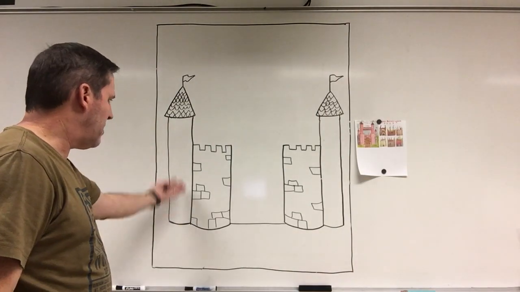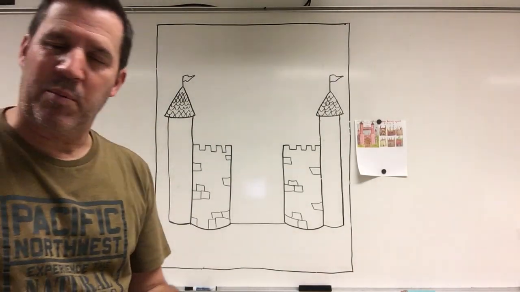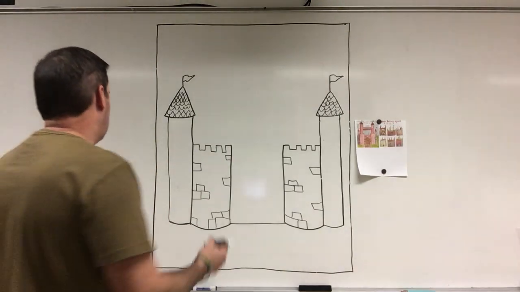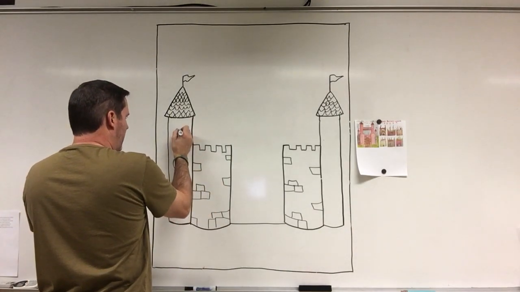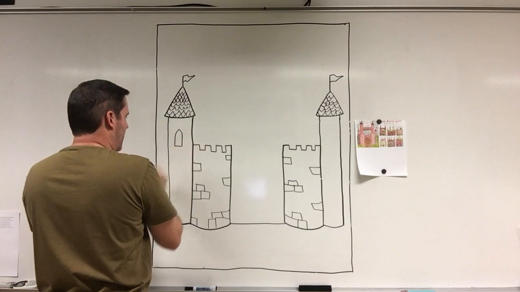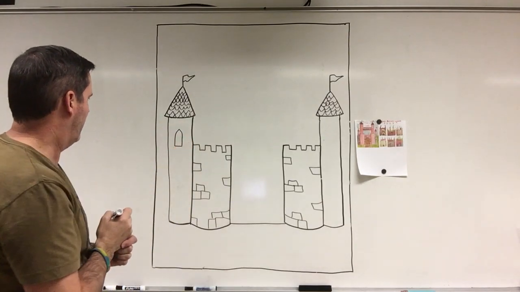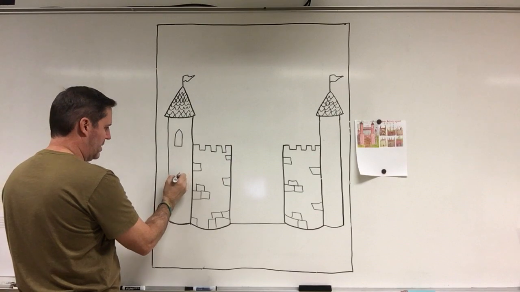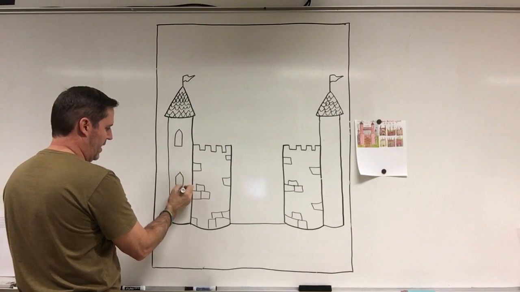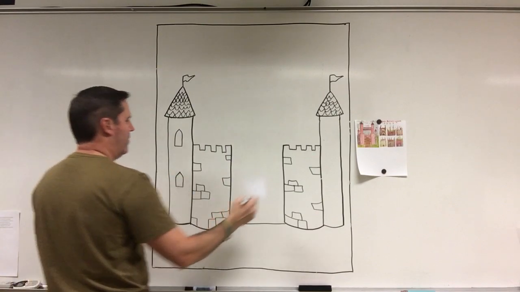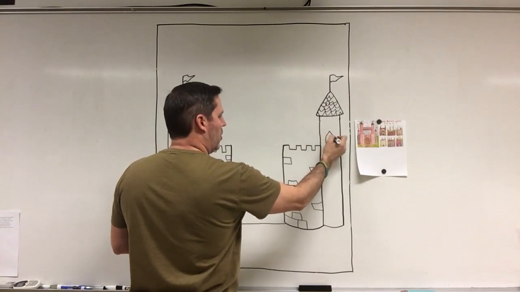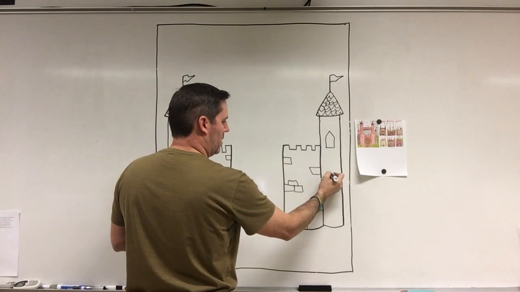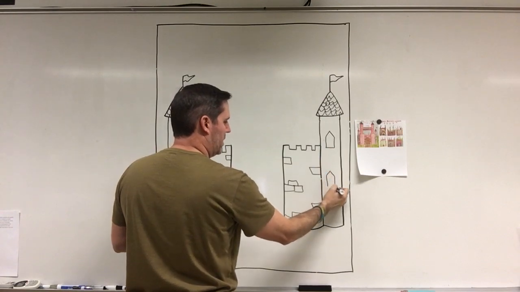Now we probably, if somebody's in those towers and they want to look out, we're probably going to need some windows. So what we'll do is we're going to make windows that are pointy on the top and flat on the bottom. Pointy on the top and flat on the bottom. Over, down, across. Over, down, and across.